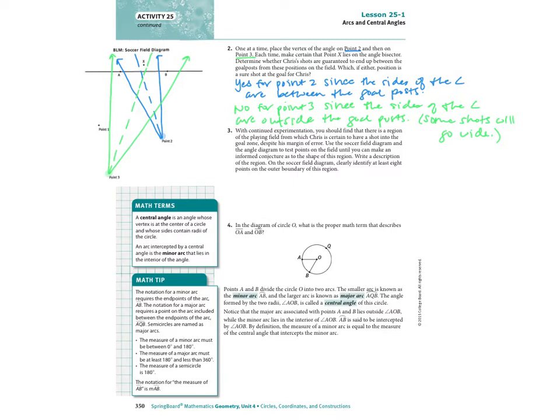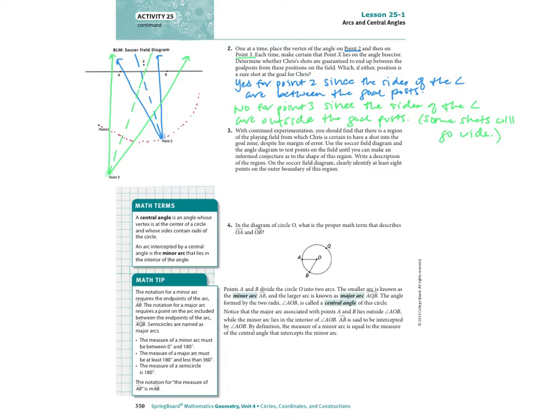We're going to look at the soccer field diagram and test out points on the field to see if we can make an informed conjecture, meaning a math guess, about the shape of this region. Then we're going to write a description of this region to see what it looks like. So we can see it recommends at least 8 points. We're going to kind of eyeball it and look at it together, so we'll try to get a higher number close to that.